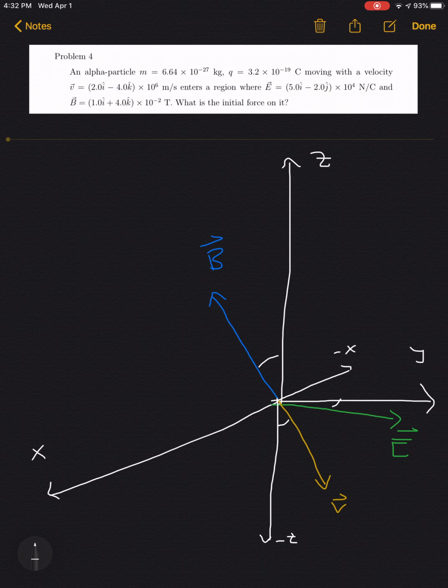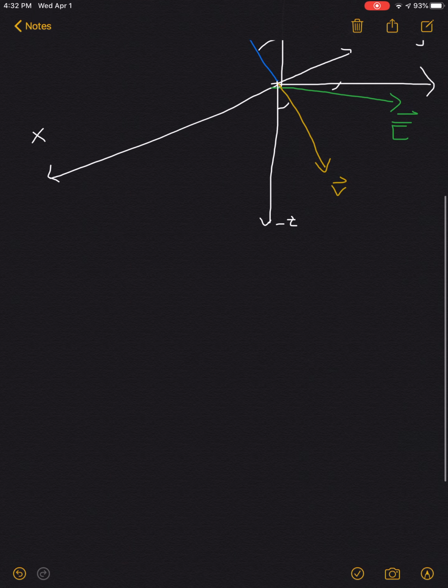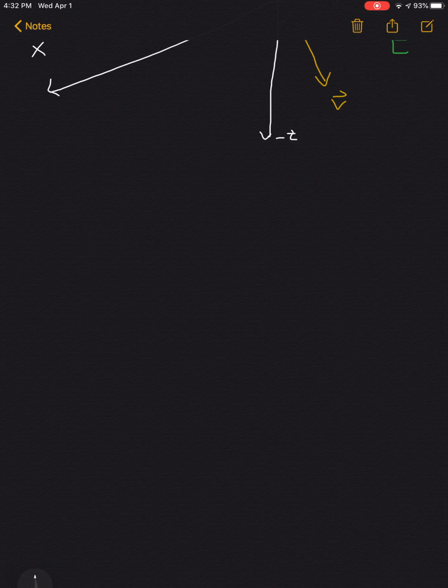So here we have a rough diagram of what the picture is that we're looking at. It's not perfect, but it's just an idea to let you know that some of these calculations are not going to be as simple as perhaps problem 2, where many of the cross products were very simple.